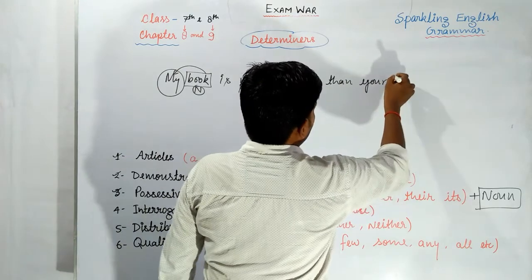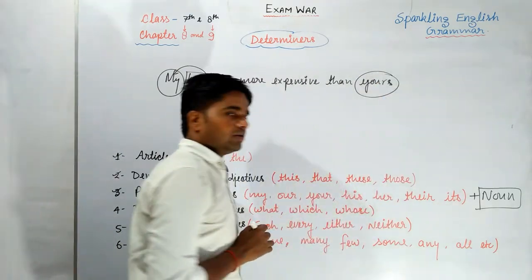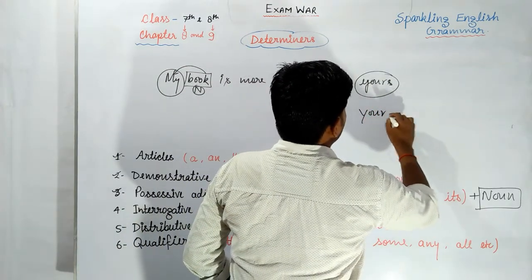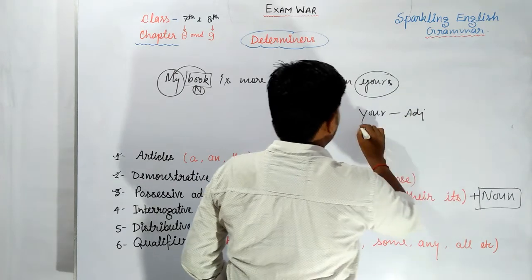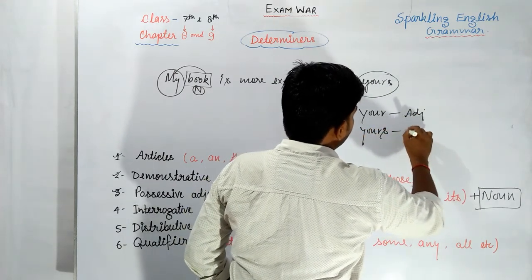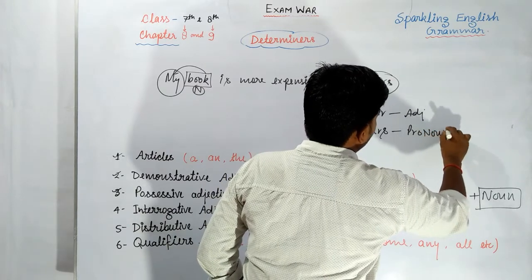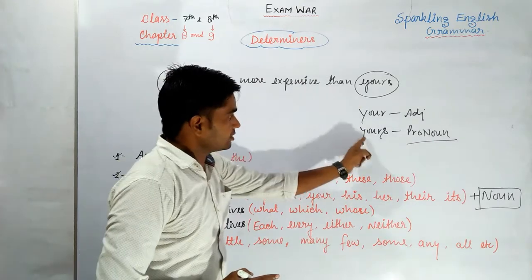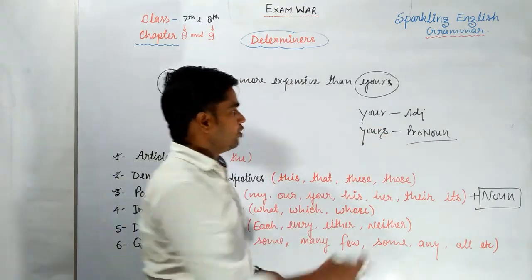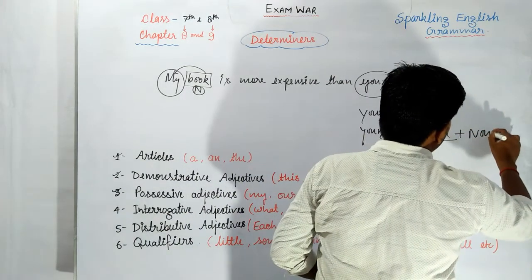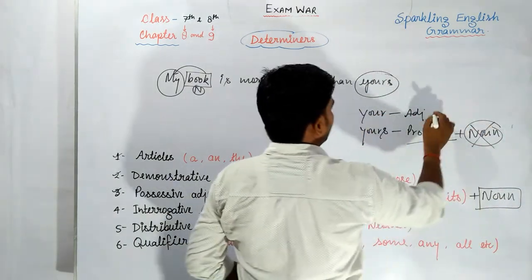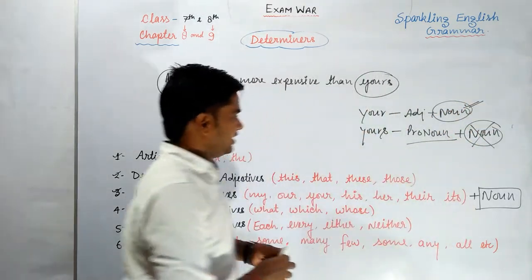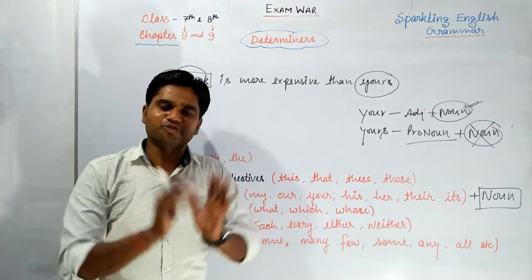One more point here: yours. I wrote yours, not your. My dear friends, your is an adjective and yours is a pronoun. Yours is a pronoun. So this is the difference between your and yours. Yours is not followed by any noun, and your is always followed by a noun. So this is the difference between your and yours. I think you got this very well.